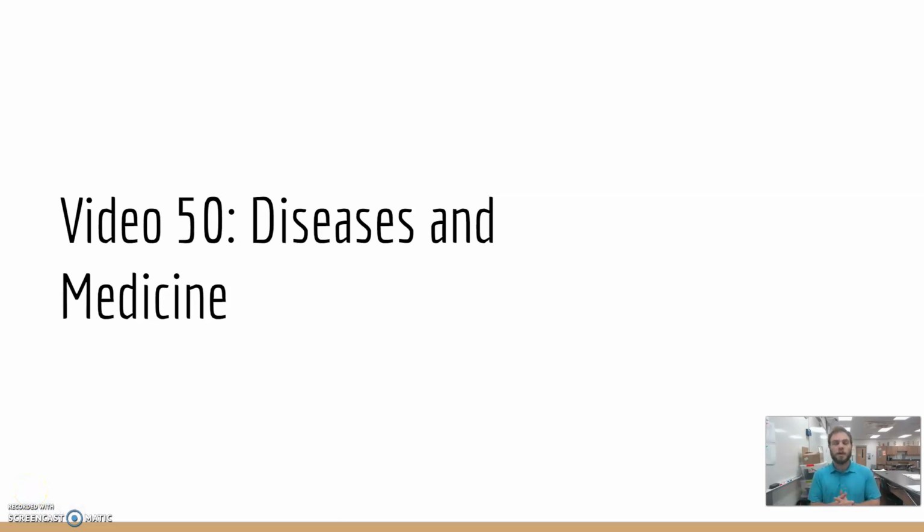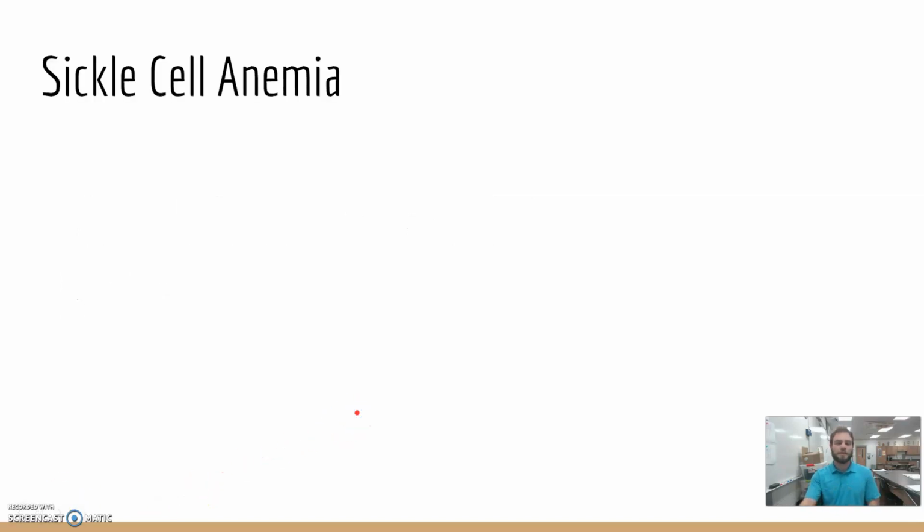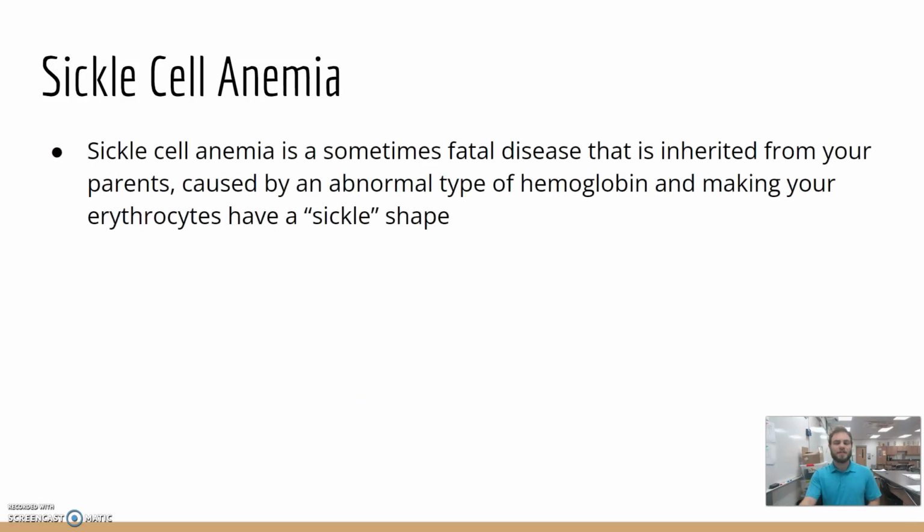Today's an interesting one for the cardiopulmonary unit, where we get to talk about a few of the diseases you can have of the cardiovascular system, and then some of the medicines and other associated differences, or human interactions, that we might see as we try to alter the cardiopulmonary system. So the first one that we'll go over here is sickle cell anemia.